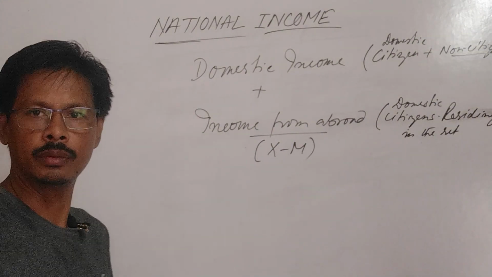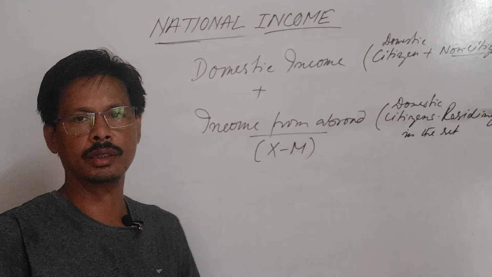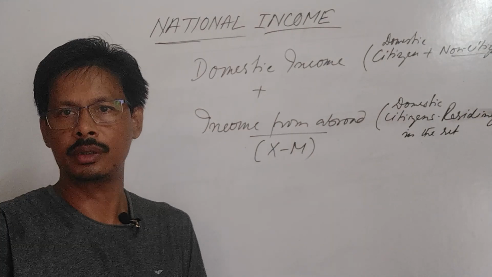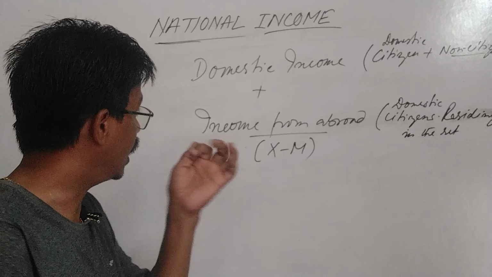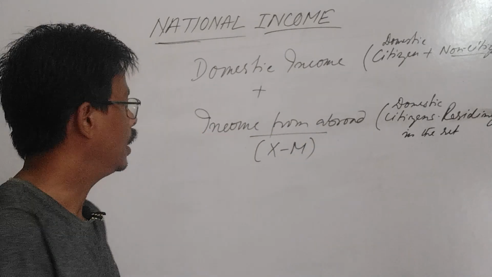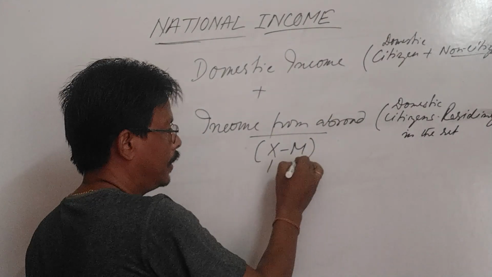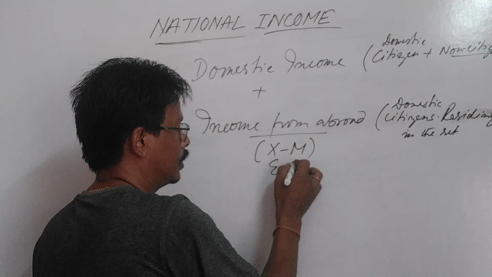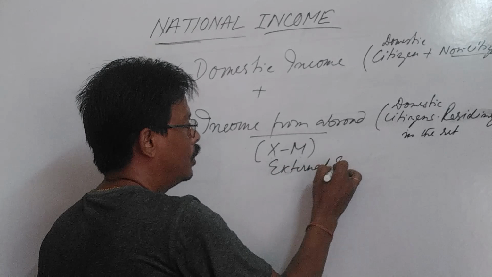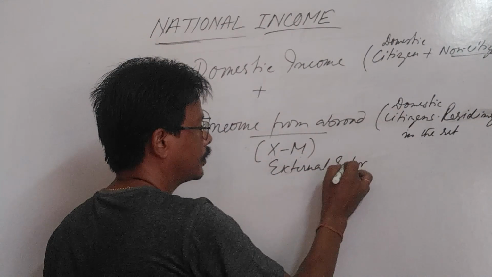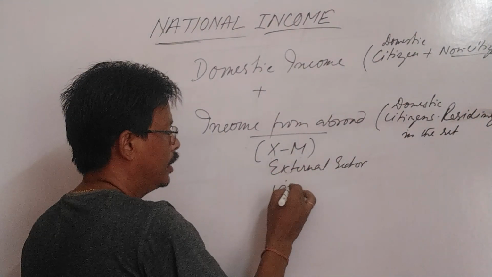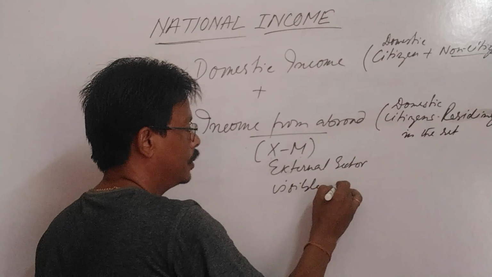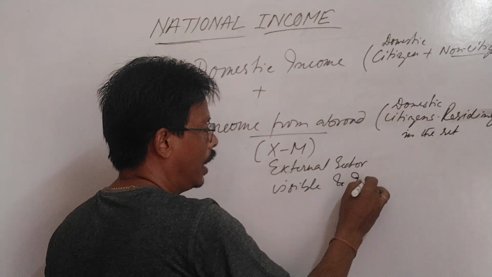Now, to calculate income from abroad, normally we will calculate simply with the help of two terms. One is called export, another is called import. When we account the external sector, we will obtain the income from abroad, because both these factors collectively are called external sector. It includes the account of visible and invisible items.